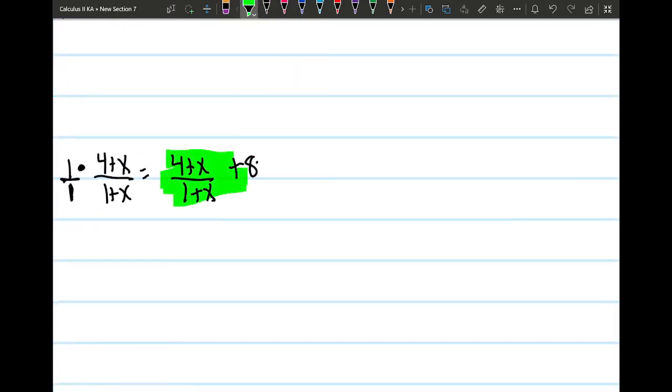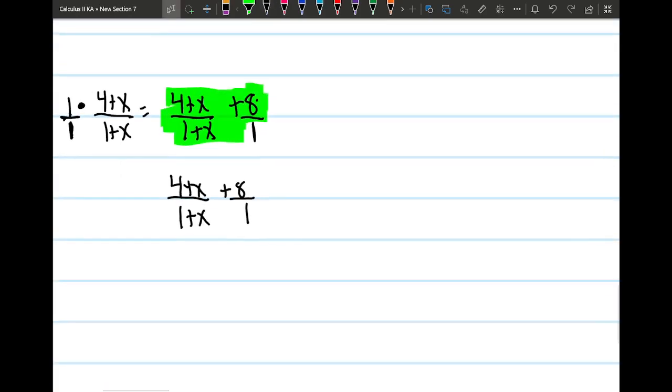So now this is our new expression. So now what we're going to do is we're going to say 4 plus x over 1 plus x, and I always like to put a over 1 here, so plus 8 over 1. You can try two things: the butterfly method, which is cross multiplication like that, or you can do the common denominator. In this case, I'm just going to do the common denominator since it looks easier. So I'm just going to do that here.